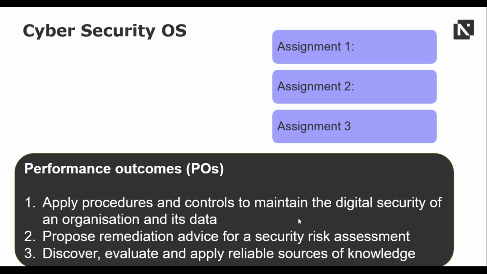For each performance outcome, there will be a list of knowledge and skills. The knowledge statements show what the students need to know, and the skills are what they need to perform. Some of this content will build upon the content delivered in Year 1.